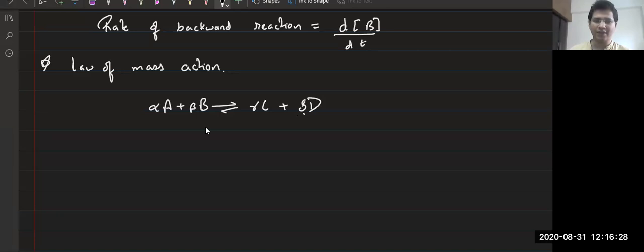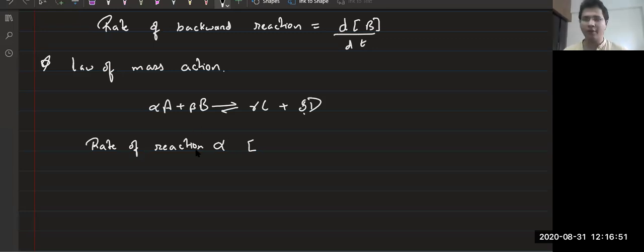Now, law of mass action says that rate of any reaction is directly proportional to concentration of reactant. So if you talk about forward reaction, what are the reactants? A and B. Yes or no? Everyone agree? Now, raised to the power of coefficient. I'm just writing coefficients a and b. Now, a and b can be equal to alpha and beta.